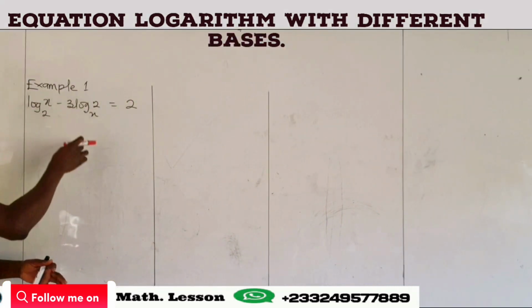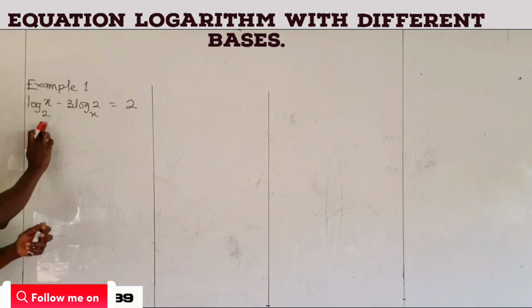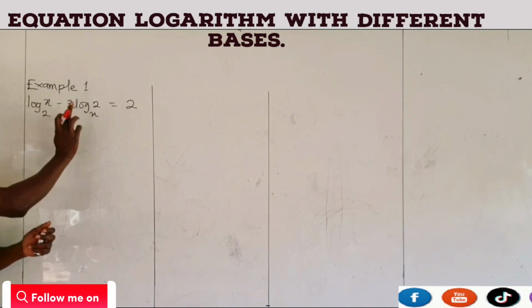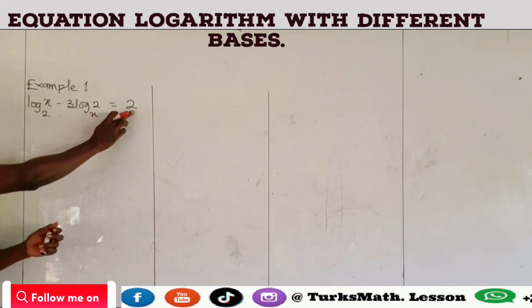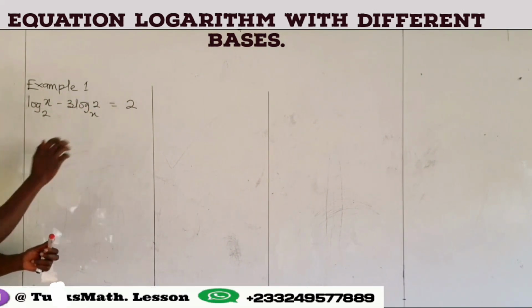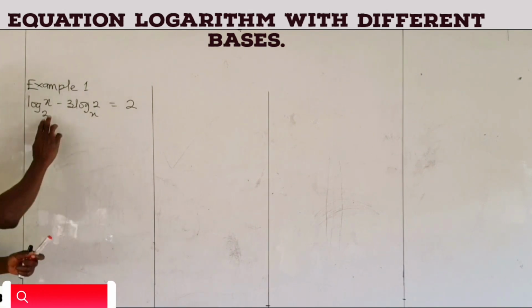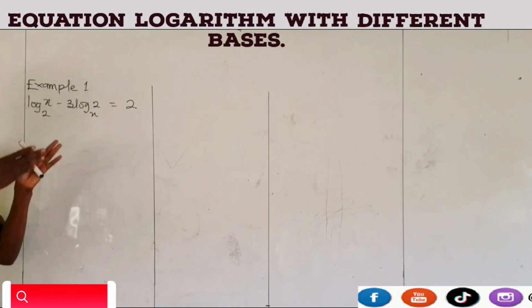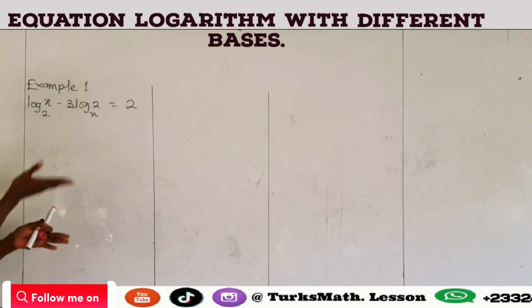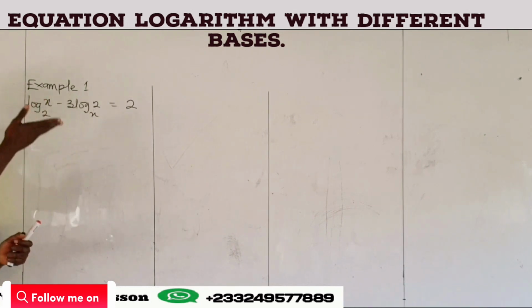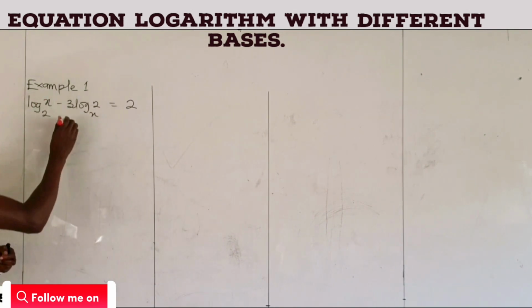Example 1, we have log x base 2 minus 3 log 2 base x equals 2. Now what are the bases that we have here? 2 and x. Are the bases the same? No. So let's find the value of x and how to solve this. Okay, so we have our solution.